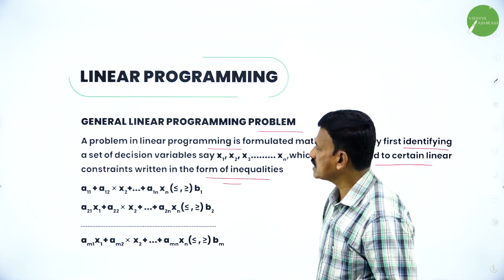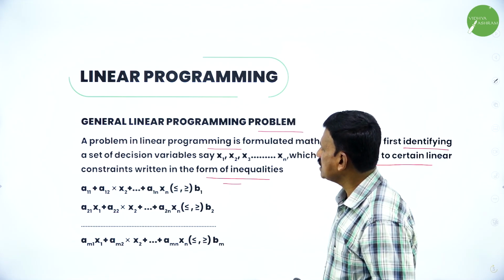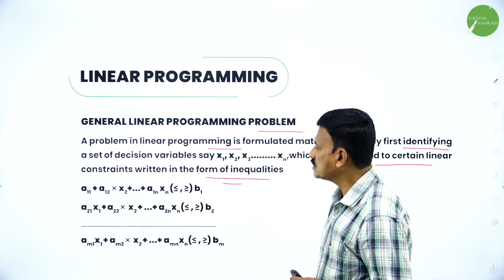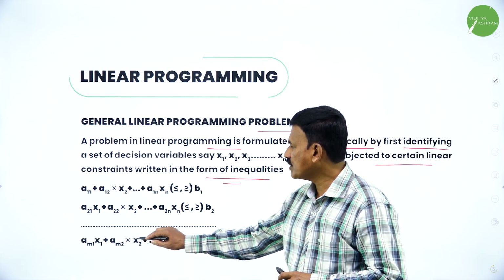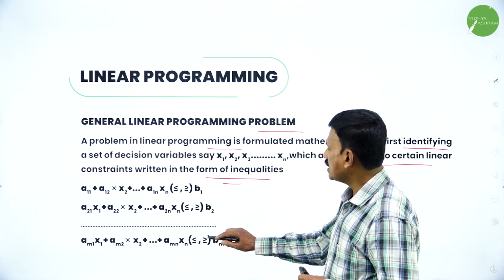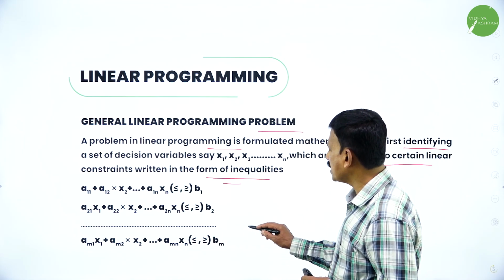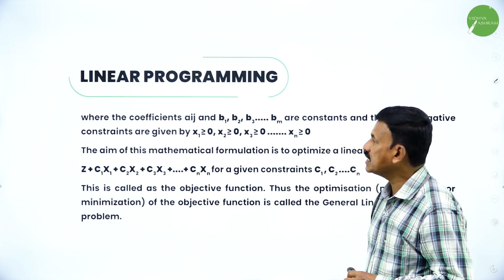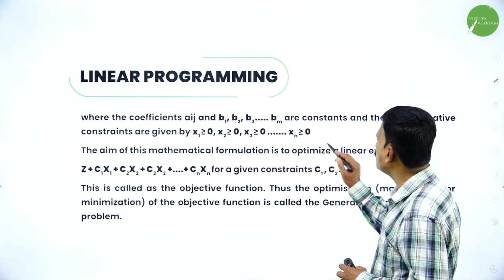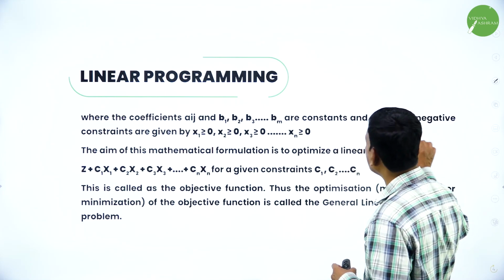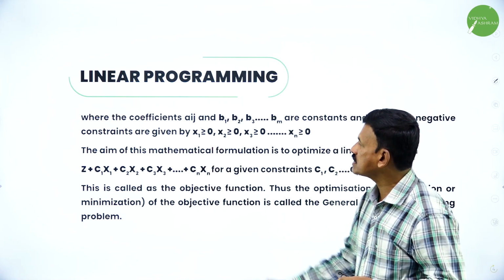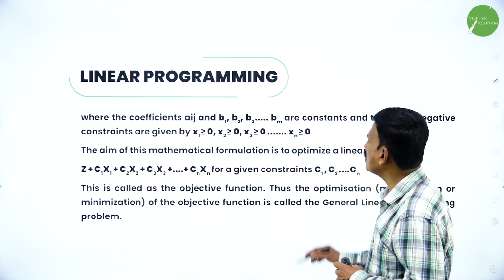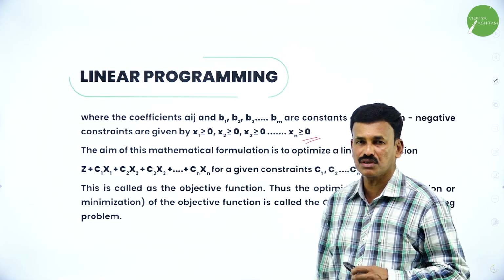Similarly, a21 x1 plus a22 x2 plus etc. a2n xn, which is less than or equal to or greater than or equal to a constant b2. Therefore, we write am1 x1 plus am2 x2 plus amn xn, which is less than or equal to or greater than or equal to bm, where the coefficients aij and b1, b2, b3, etc., bm are constants, and the non-negative restrictions are given by x1 greater than or equal to 0, x2 greater than or equal to 0, etc., xn greater than or equal to 0.